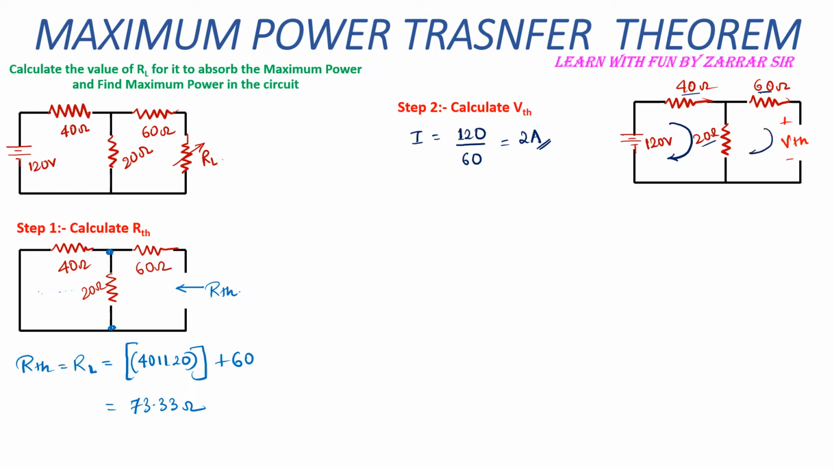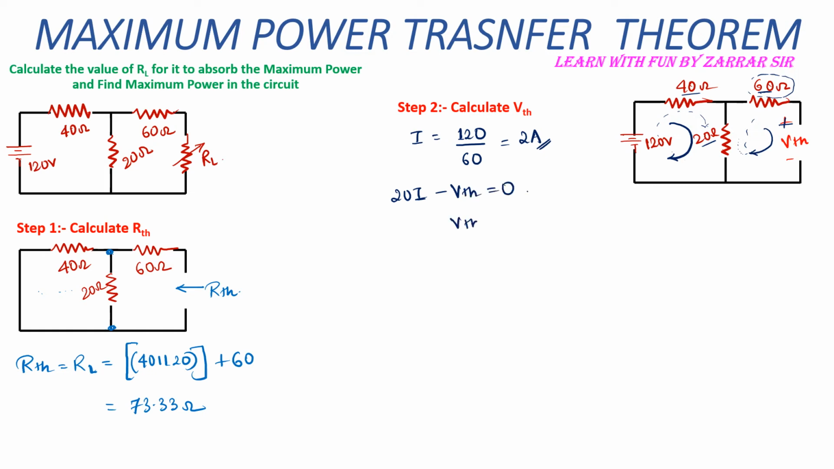If I apply KVL in this loop, we have already discussed this in the Thevenin theorem. If the direction is opposite, we'll take it as positive. So I'll take 20I. This 60 ohm we will not be considering for the calculation of Vth because it is in the open loop. There is no current in the 60 ohm resistance. We are moving again from positive to negative, so we'll write minus Vth equal to 0.